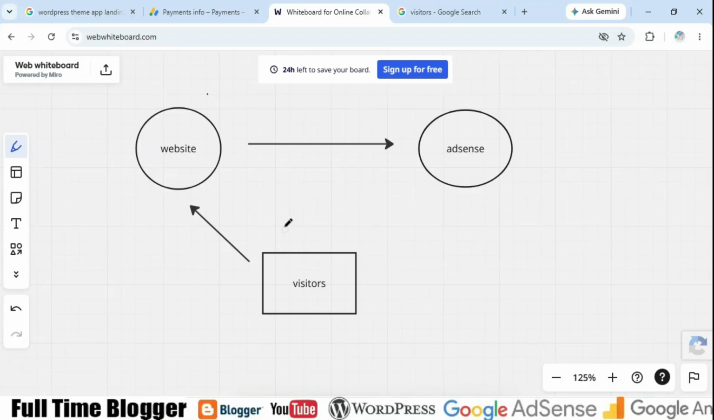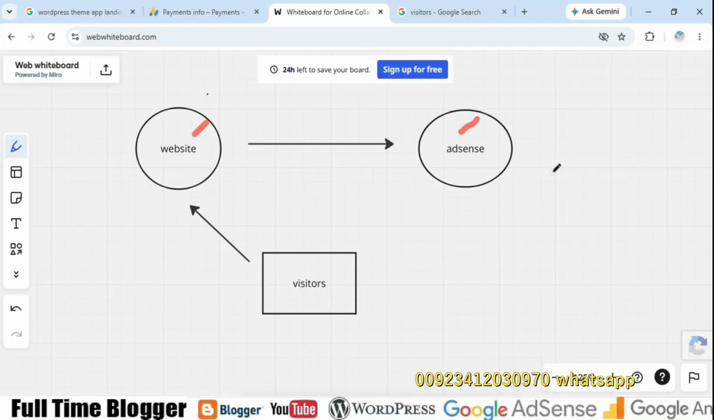Look, there is a website. Okay, this is your website. So your website earns money through AdSense. Okay, so how will AdSense pay you? AdSense will pay you in two ways. The first one is CPC. The second is RPM.